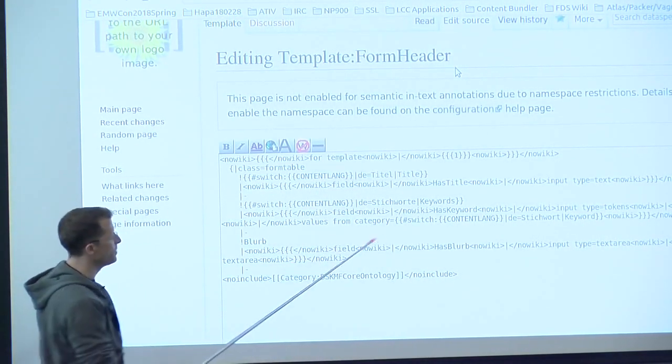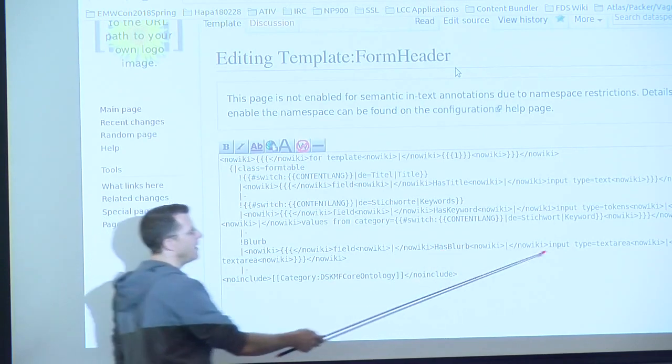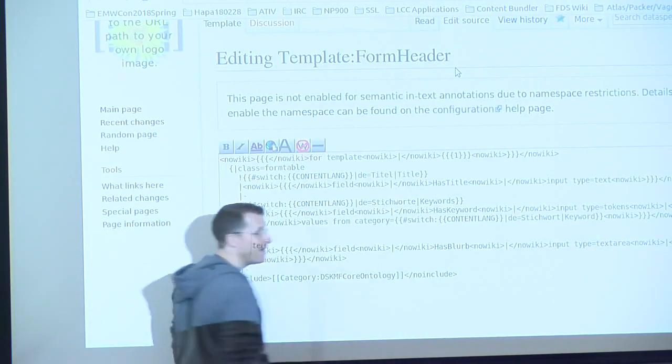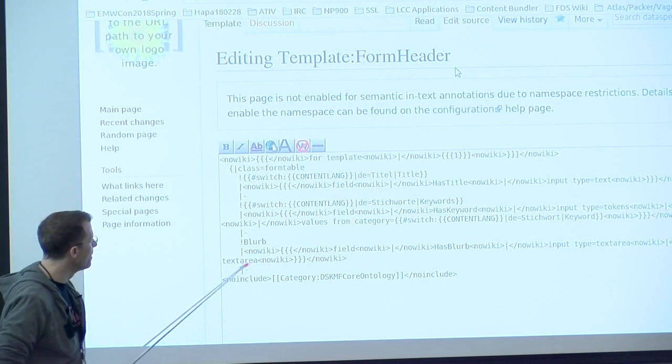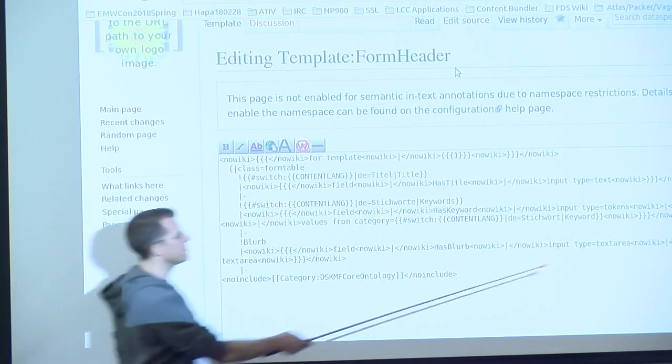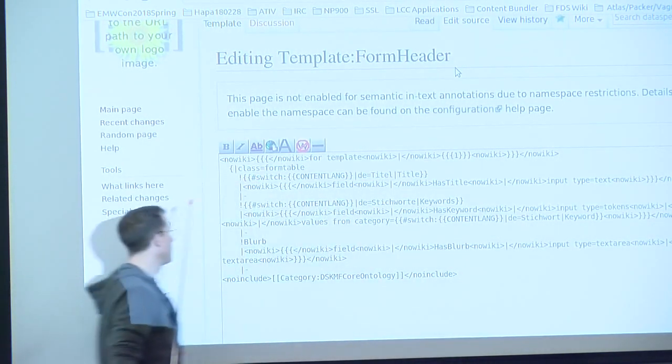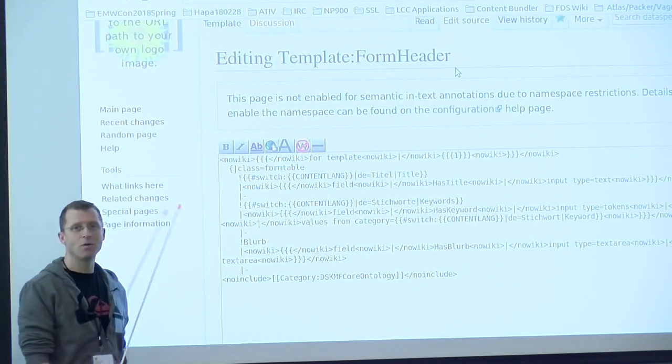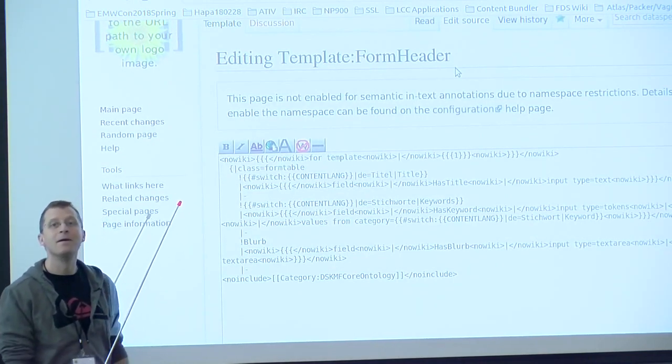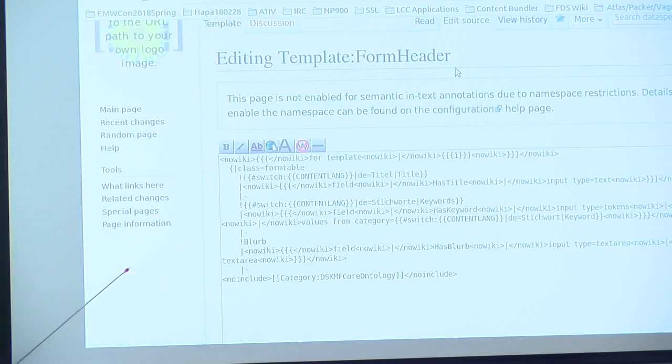And then you've got, very trivially, has blurb, input type text area. And now that is super exciting. Text class, form text area. Does someone know what that means? Can I ask a question? Why are you putting it in a different template instead of putting it on the form definition page? In order to reuse it.